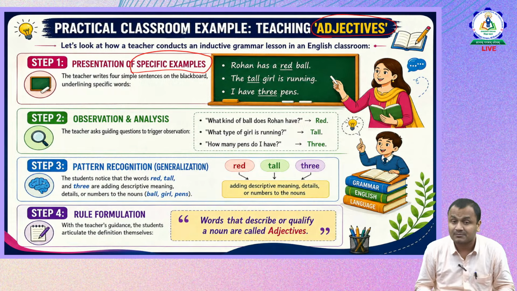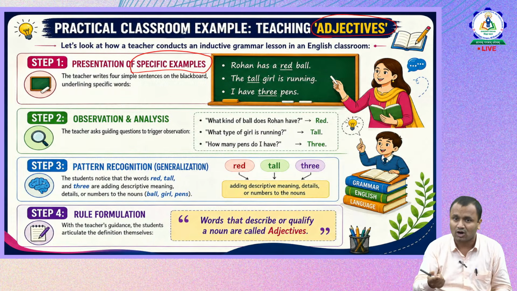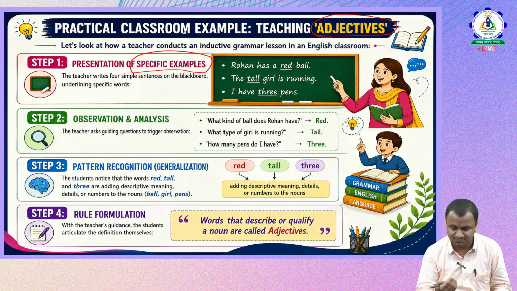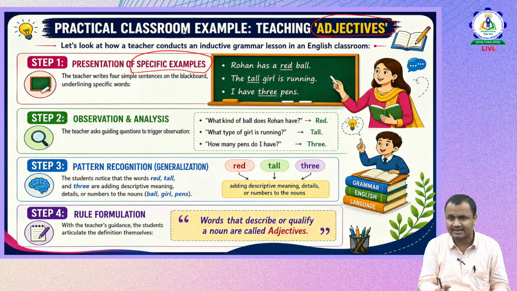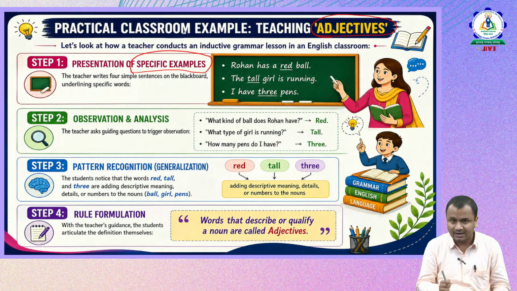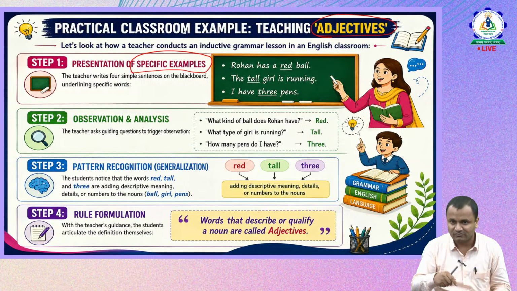For example, we'll ask, what kind of ball does Rohan have? Now the student can see the sentence written on the board, that Rohan has a red ball, and our triggering question is, what kind of ball does Rohan have? The student will reply red, and then obviously we can prompt the students to speak in full sentences. If the student said red, tall, 3, we can say, please speak in full sentence. Now we have asked the triggering question, what kind of ball does Rohan have? Answer is red from the student side.